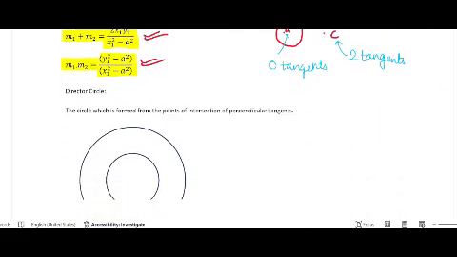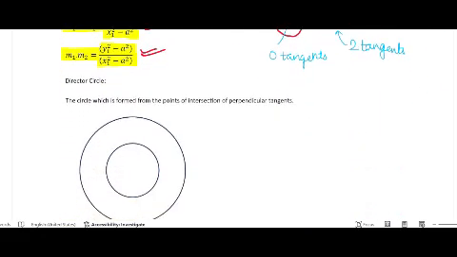They might also ask you one very simple question in MCQs or something, does this point lie inside, outside, or on the circle? Okay, for 2 marks you are asked this question, and that's it.